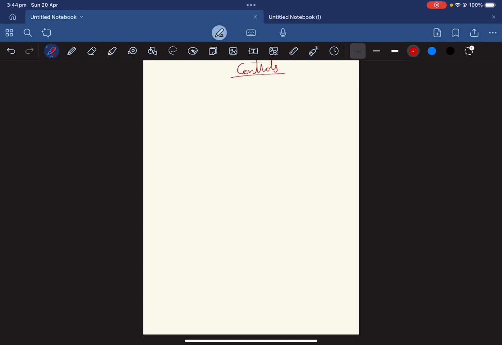So let's talk about primary controls. What are the different types of primary controls we have? We have ailerons, then we have elevator, and then we have rudder. Alright, I hope it makes sense. And now let's discuss what they help you do.